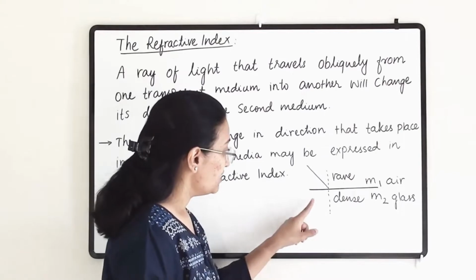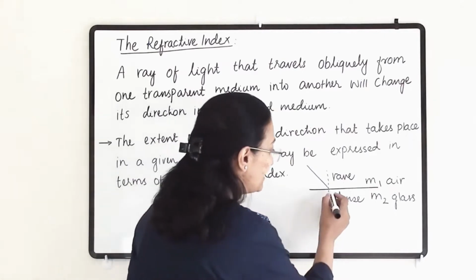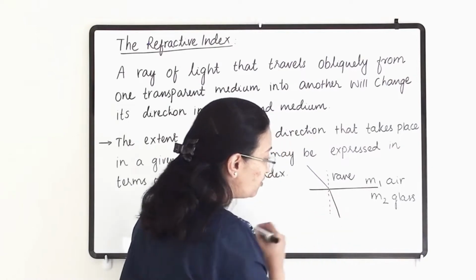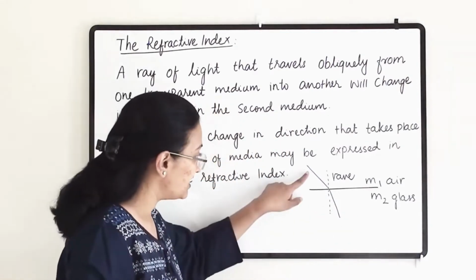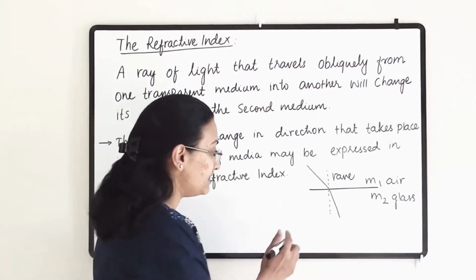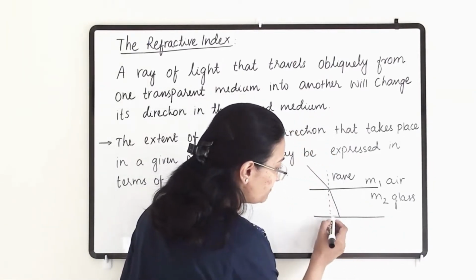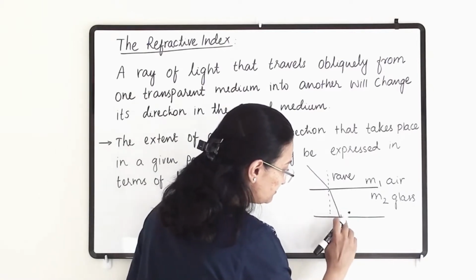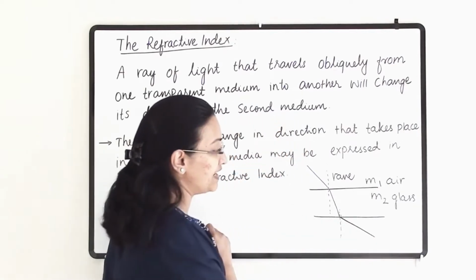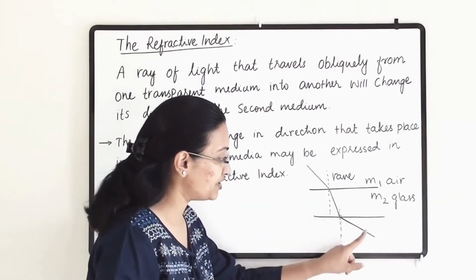light is passing. So here when it is coming from a rarer medium to a denser medium, it will bend towards the normal like this because its speed will decrease. Here the speed is more and here the speed will decrease because it is a denser medium. And again when it is going out from the denser medium to the rarer medium, here this is a normal. If this is a normal here, then it will move away from the normal like this because again its speed will increase when it is going from the denser medium to the rarer medium.